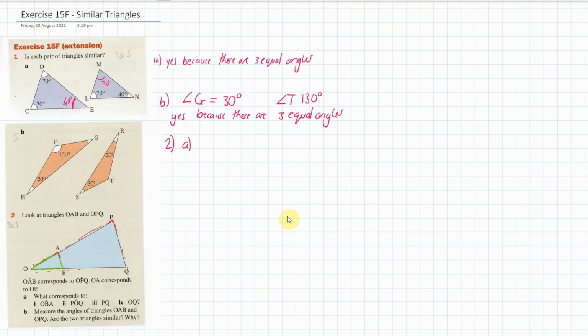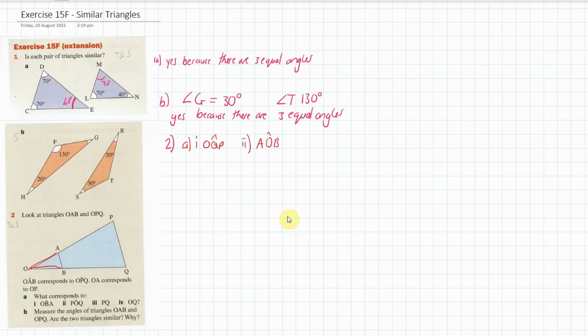Part A, what corresponds to angle OBA? So let's have a look. OBA, so that's this bit here, and obviously OQP corresponds to that, OQP. Okay, let's just clear some space here. And then part AI, and then we're going to go II. So part AI, POQ. So we're going this angle here, POQ, that one there. Well, what corresponds to that? Probably AOB. It's the same one. Angle AOB. They probably do this little thing here in the middle. It's just showing you that's the middle angle. Okay.